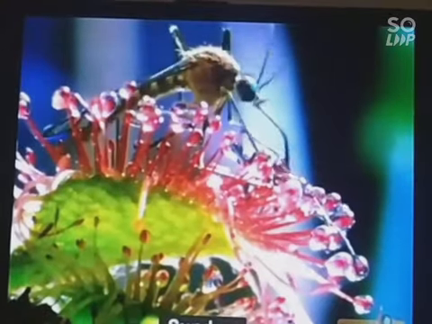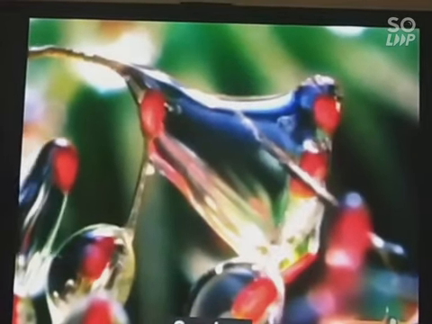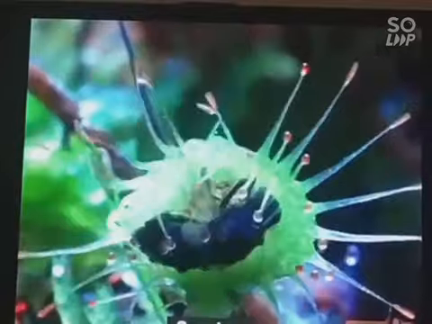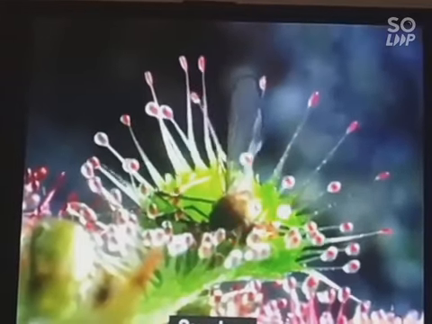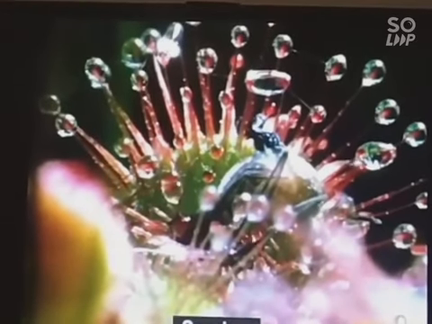The leaves of sundew have drops of sticky substance called mucilage at the end of their tentacles. Insects get stuck in this mucilage and become entangled. These helpless insects then get digested.